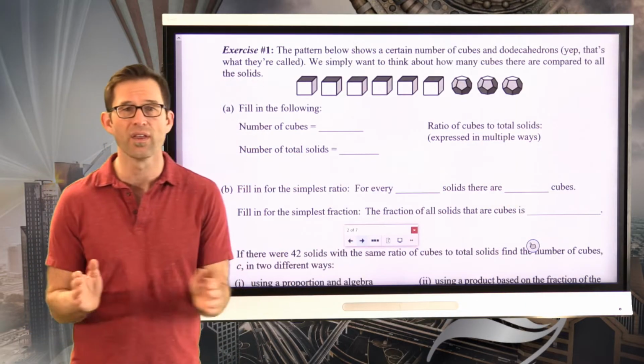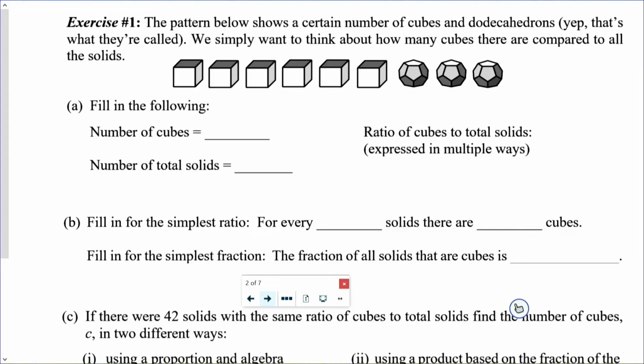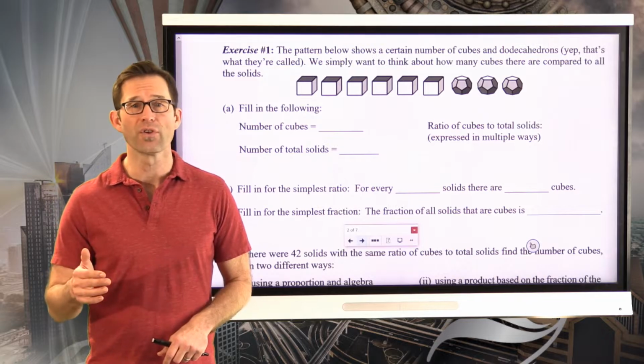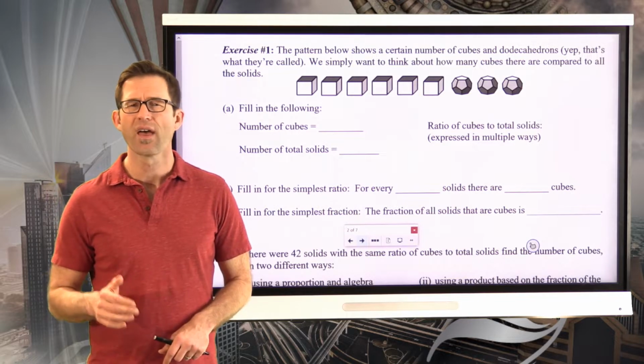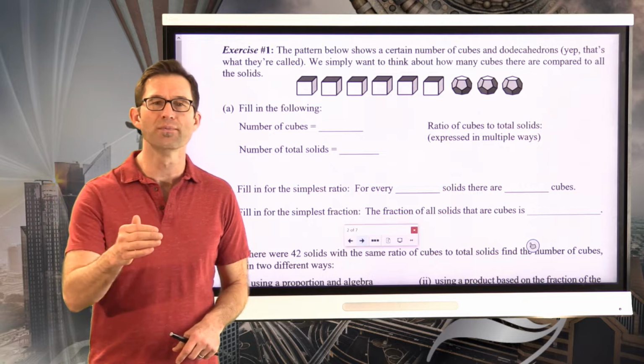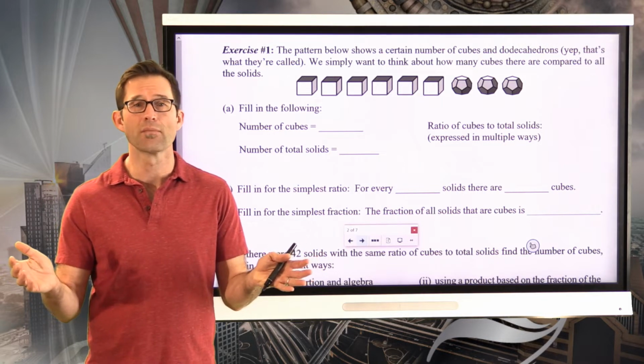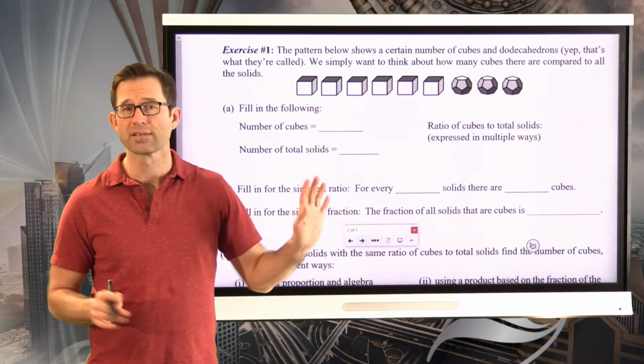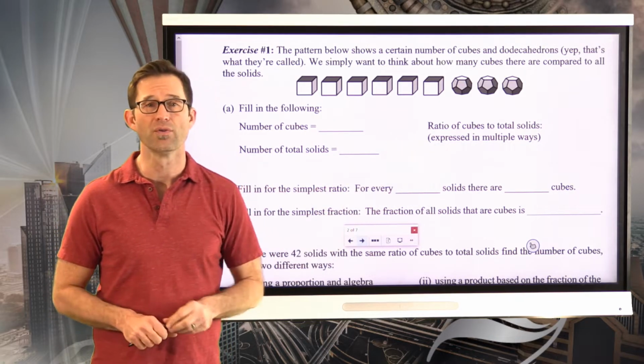Let's do it. Let's start off in exercise number 1. Here we go. The pattern below shows a certain number of cubes in dodecahedrons. Yep, that's actually what they're called. We simply want to think about how many cubes there are compared to all the solids, so all the shapes that are sitting there. Letter A simply asks us to fill in the number of cubes, the number of total solids, and then give the ratio of the cubes to total solids expressed in multiple ways. So pause the video now, fill in the blanks, that should be easy, and then come up with those ratios.